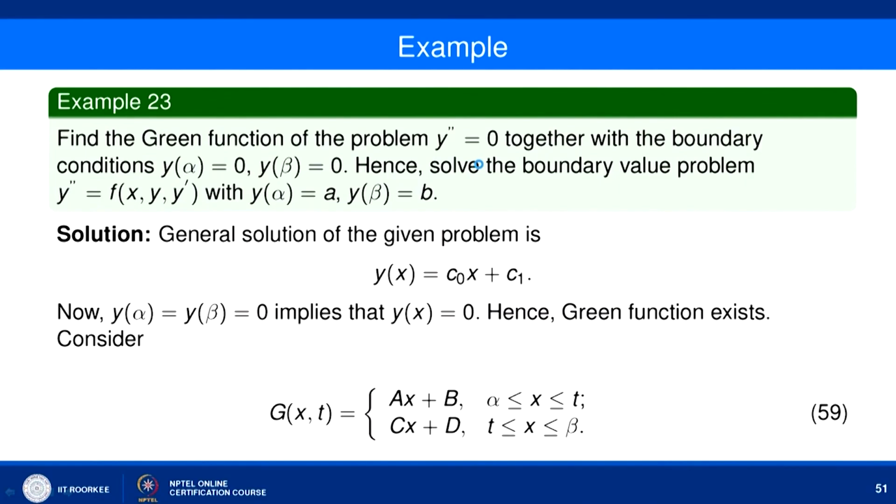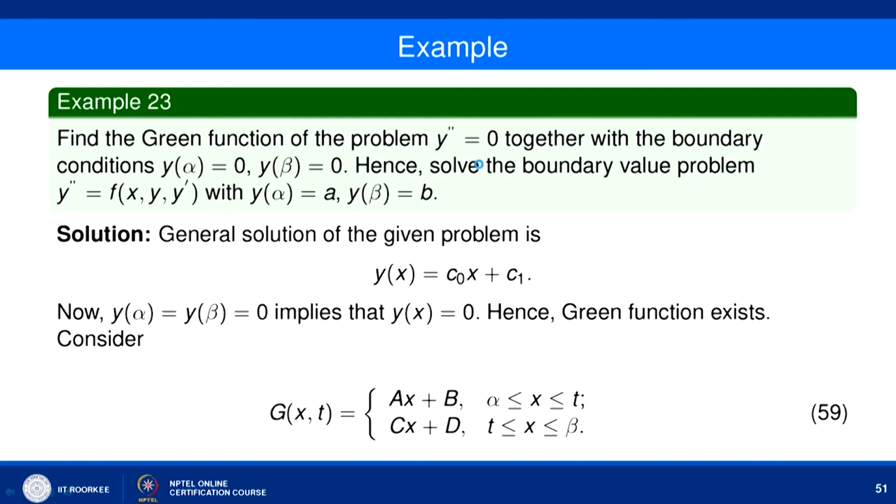then again let us consider one example based on this. Here, find the Green function of the problem y double dash equal to 0 together with the boundary conditions y(alpha) equal to 0, y(beta) equal to 0, and hence solve the boundary value problem y double dash equal to f(x), with y(alpha) equal to a and y(beta) equal to b.